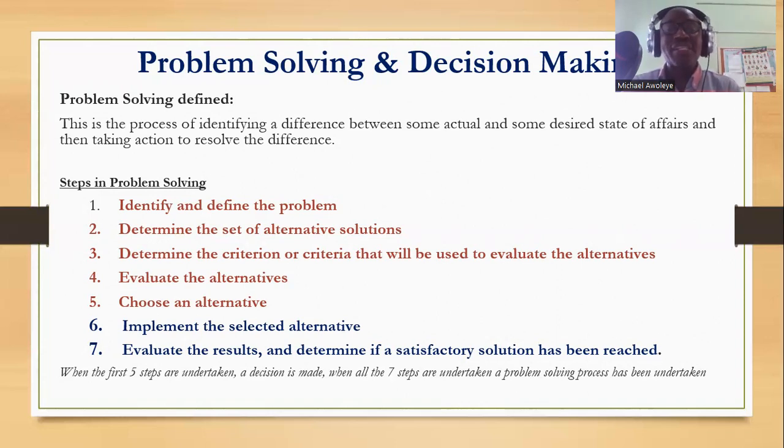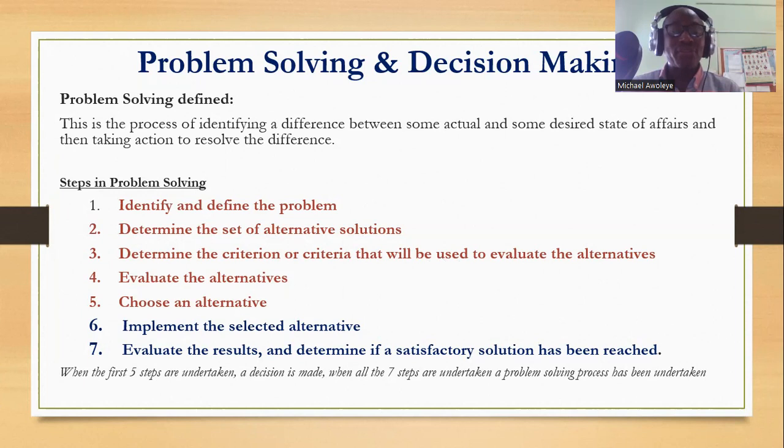Number 2 is to determine the set of alternatives. Okay, you have alternatives A, B, C. What do we want to do? Which one will be better for us for this decision? Then you have to determine the criteria or criterion that will be used to evaluate the alternatives. You have to put them on the ground.